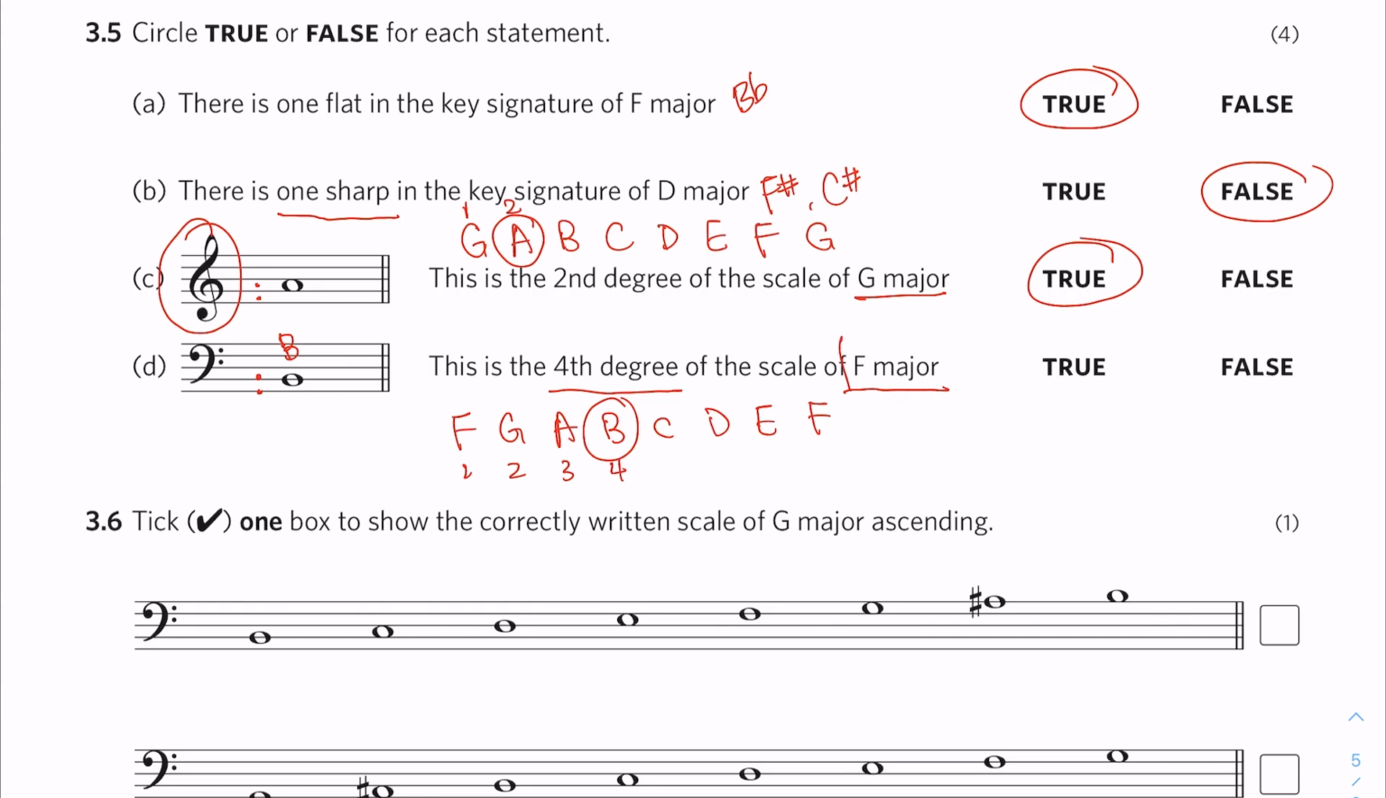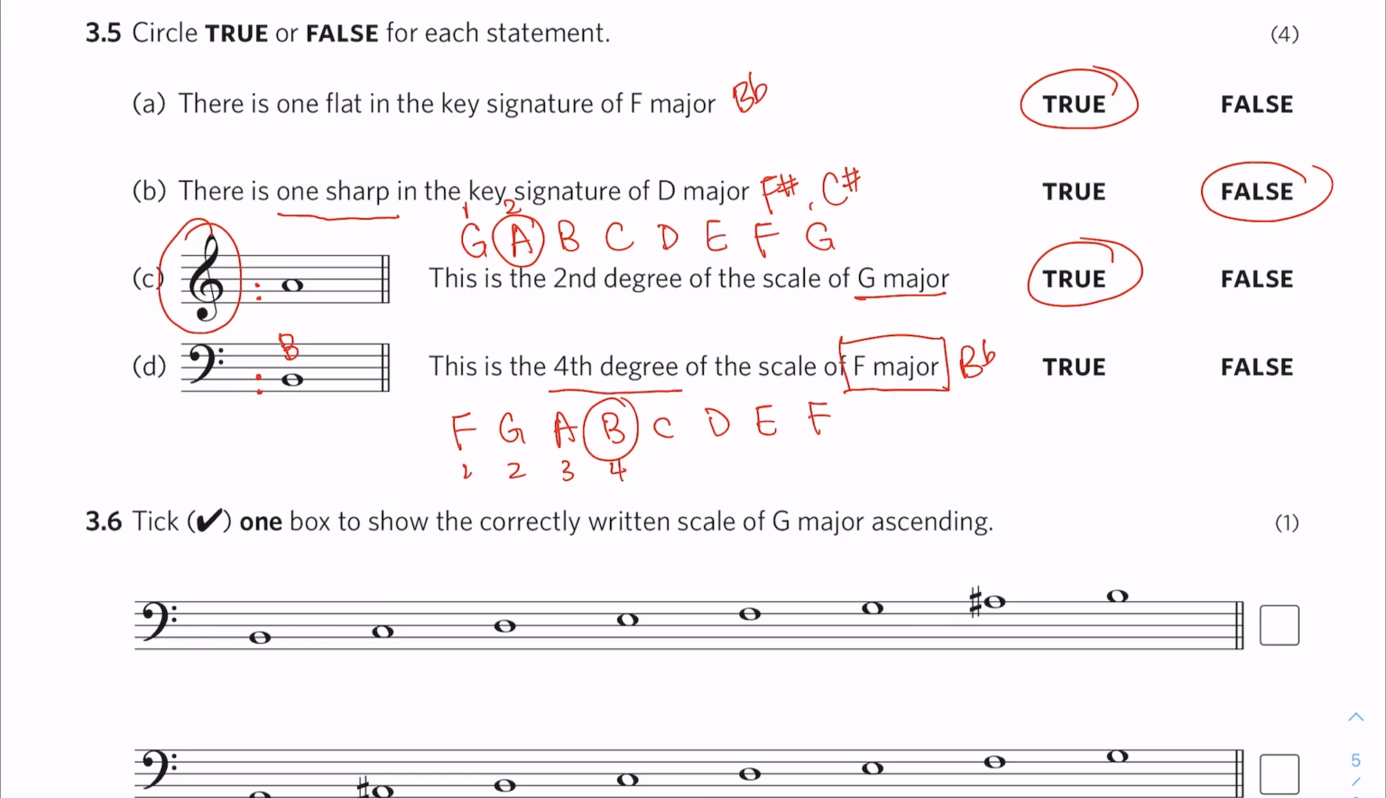Now, in the key of F major, there is a flat, and the flat is B flat. You have to be very careful when you're working on these questions. Always think of the key signature. So in F major, there is a B flat.